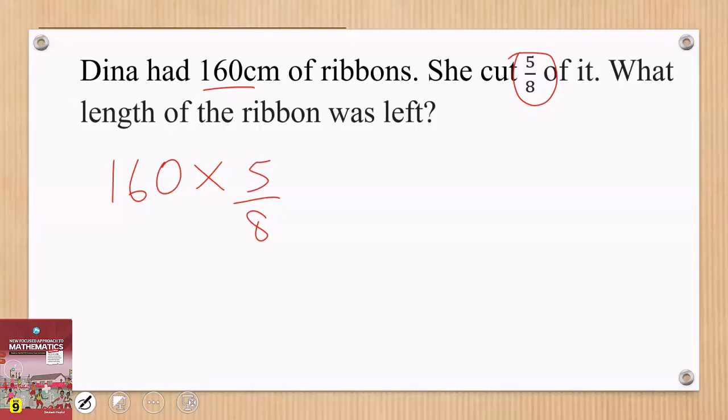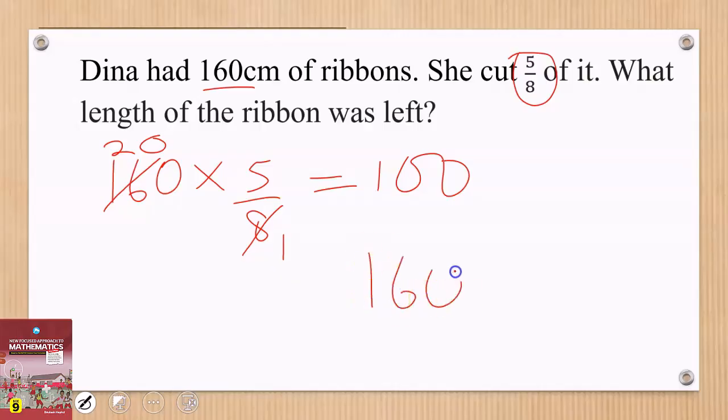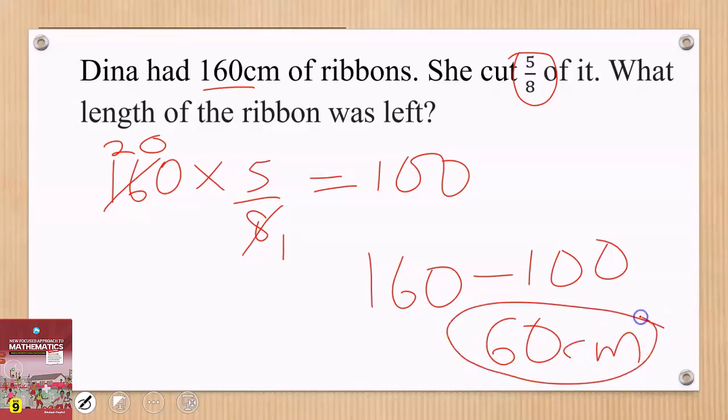So with our simple calculation, we can see that 8 can divide itself as 1 and 8 can divide 16 as 2. So we attach the 0 to make it 20. Now 20 times 5 will give us 100. That means 100 centimeters of ribbon was cut. Now the question is asking what length of the ribbon was left. So if the total ribbon is 160 and they've cut off 100 centimeters, they'll be left with 60 centimeters. So this is the answer.